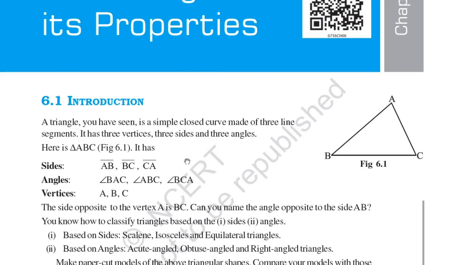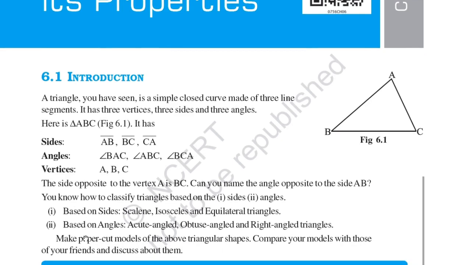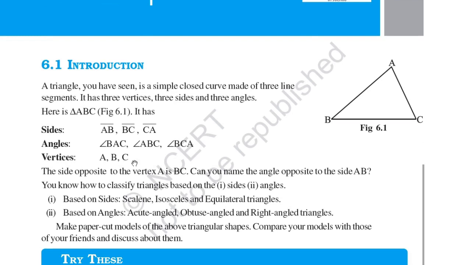So here is a triangle you can see in figure 6.1, triangle ABC. It has sides AB, BC and CA, denoted by AB bar, BC bar and CA bar, and angles, angle BAC, ABC and BCA. The vertices are A, B, C. The side opposite to the vertex A is BC. So you can see here, it is like that.